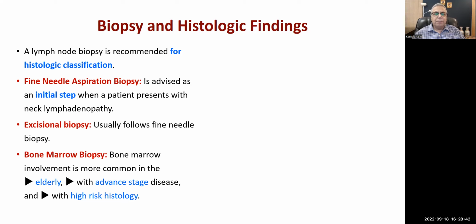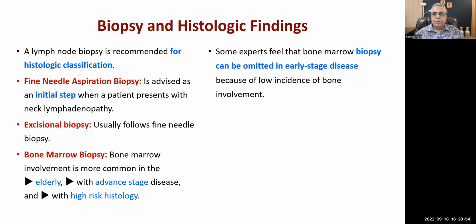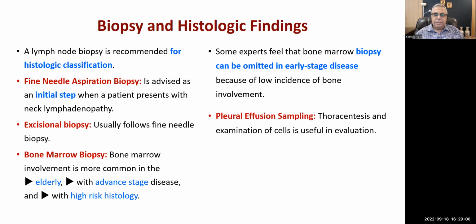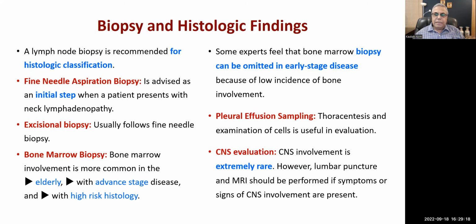If indicated by the PET scan, or the patient is old, or the disease is advanced in stage, the histology is high risk, then we can go on to bone marrow biopsy, okay? Some experts feel that bone marrow biopsy can be omitted in the early stages, which makes sense. Pleural effusion, you can do sampling of the pleural effusion, which is known as thoracocentesis. You draw fluid from the pleural space and you look for cancer cells in that. We do that in lung cancer as well. We saw that in the previous lecture. And CNS evaluation has to be done, although the involvement of CNS is very rare, okay?